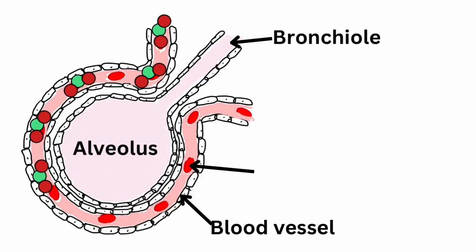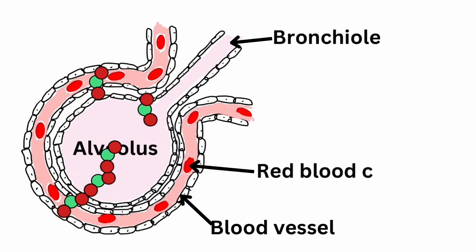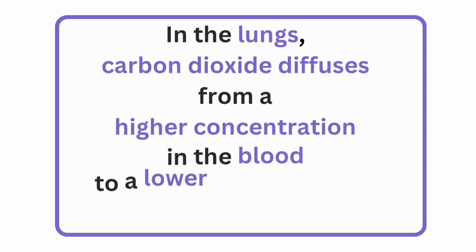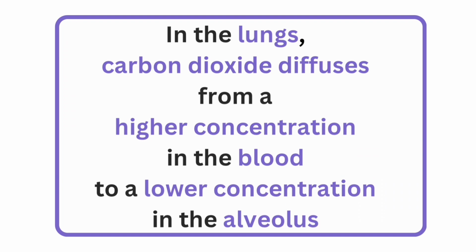So here's a picture of carbon dioxide. And because we breathe carbon dioxide out, it moves in the opposite direction to oxygen. So you can see that the carbon dioxide is coming to the alveolus through the blood, and then it diffuses into the alveolus and out through the bronchiole. And here's a sentence describing that. In the lungs, carbon dioxide diffuses from a higher concentration in the blood to a lower concentration in the alveolus. So it's the opposite of oxygen.